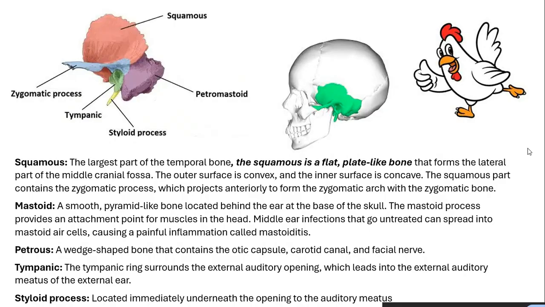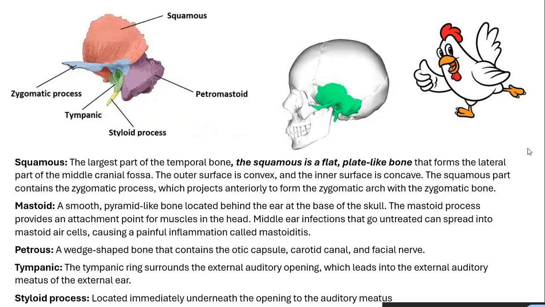Mastoid, a smooth pyramid-like bone located behind the ear at the base of the skull. The mastoid process provides an attachment point for muscles in the head. Middle ear infections that go untreated can spread into the mastoid air cells, causing a painful inflammation called mastoiditis. So the temporal bones are also protecting the mastoid because there are heavier chances of inflammation.